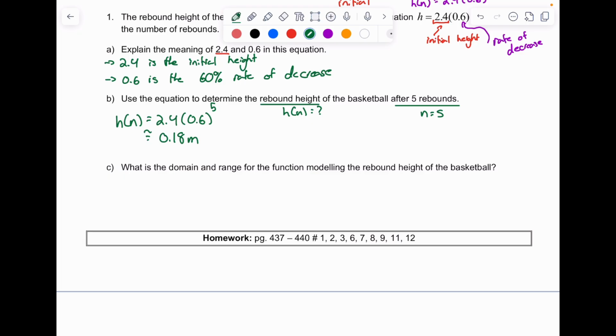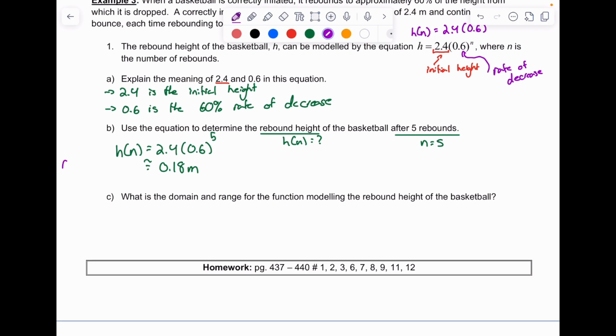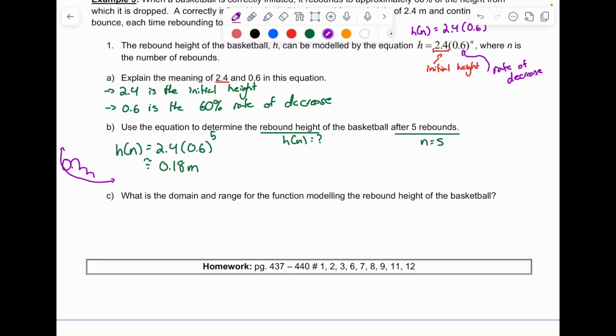What is the domain and range for the function modeling the rebound height of the basketball? Okay, so in general, I told you the domain for exponentials is x belongs to real numbers. But if we think about the context of this problem, you have some basketball and it's going to bounce and bounce and bounce like that. So if we look at the height of the basketball over time, what is the domain? Well, the domain in this case is modeling n, so n is measuring the number of bounces.